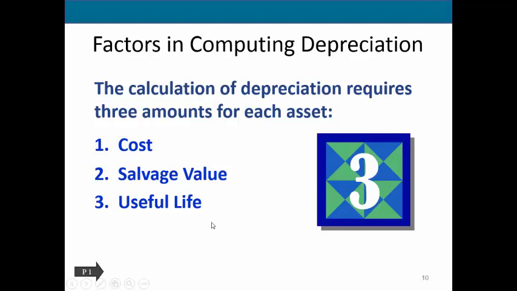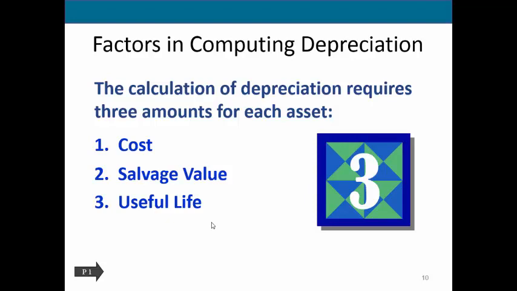Finally, you need to know the useful life of whatever it is you're depreciating. Useful life is determined by management, but I'll give you a basic understanding of useful life. Think about a building. A building typically lasts for a while. It may be a building that you think will be around for 30 years, or maybe it'll be around for 20 years, but it has a longer life.